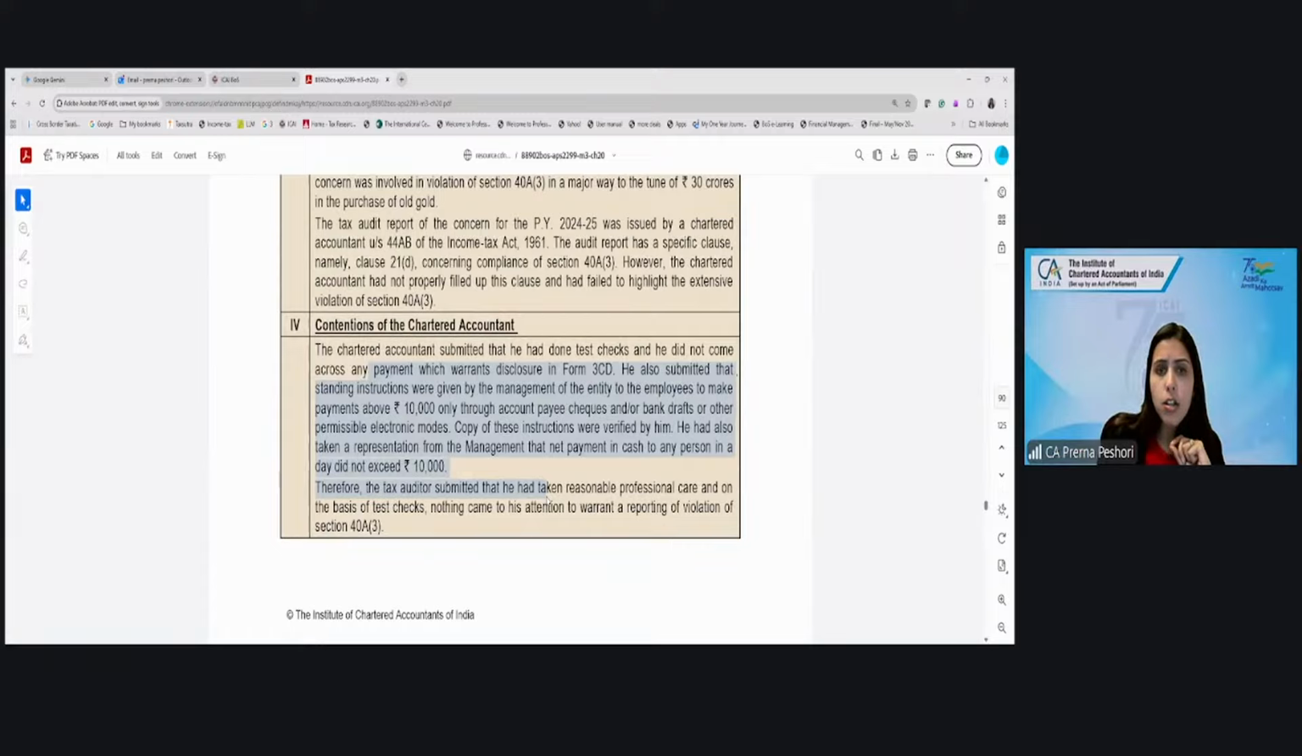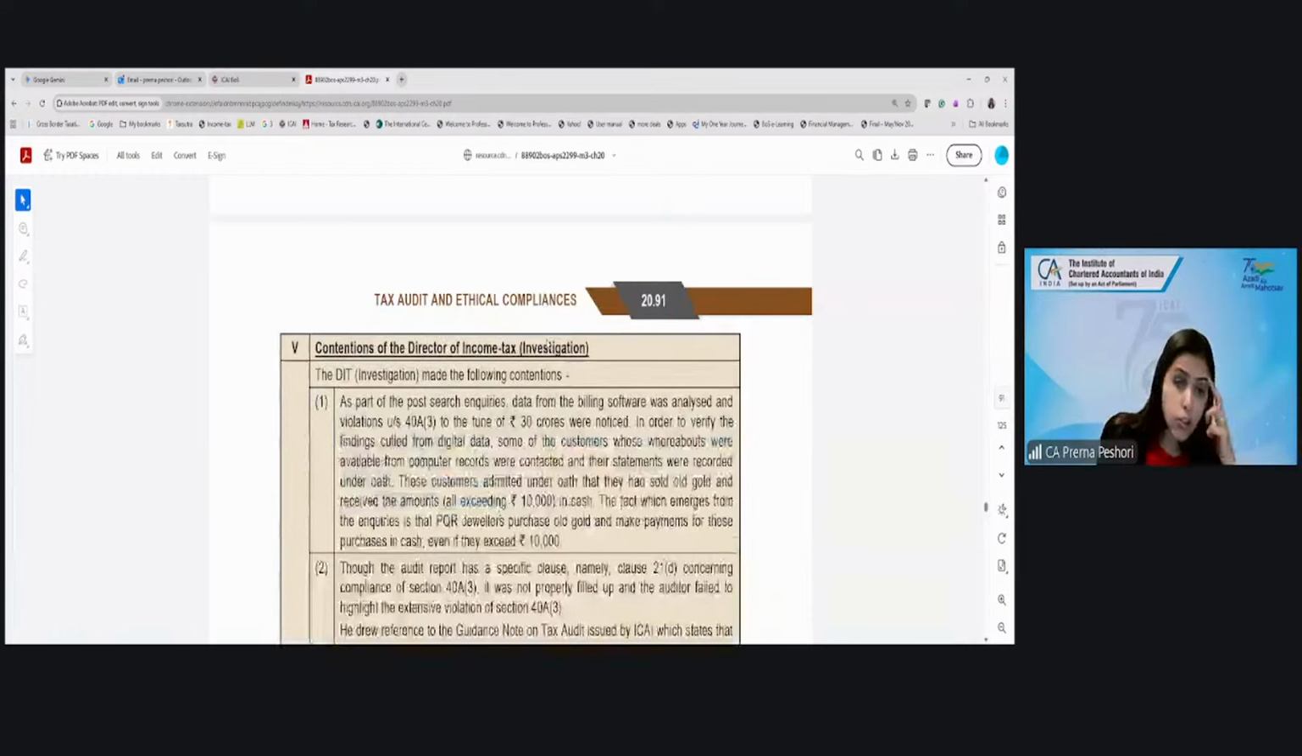What do you think will be the case over here? So, if you look at the contention of the Director of Income Tax (Investigation), he said as a part of the post-search inquiries, data from the billing software was analyzed and the violation was to the tune of 30 crore. In order to verify the findings from the digital data, some of the customers whose whereabouts were available from the computer records were contacted and their statements were recorded under oath.